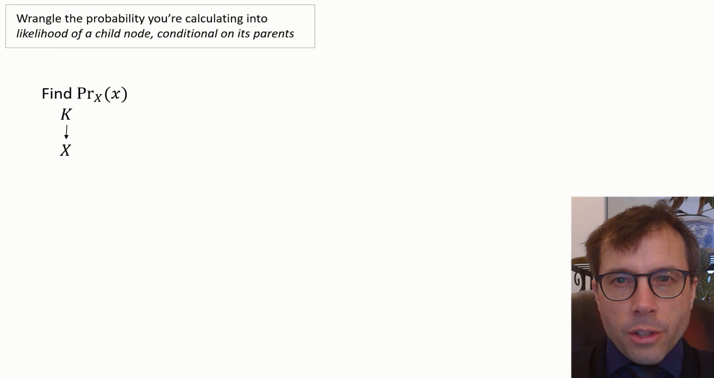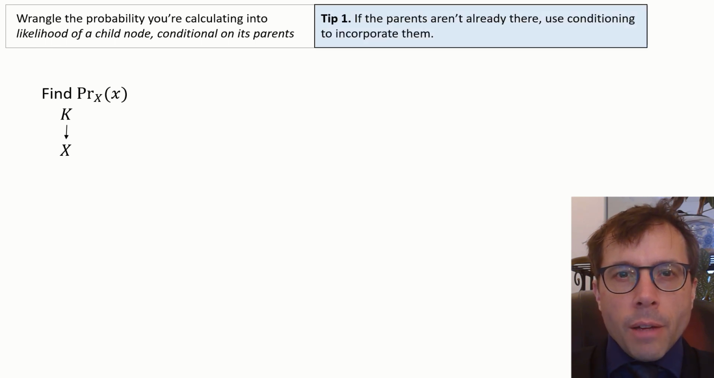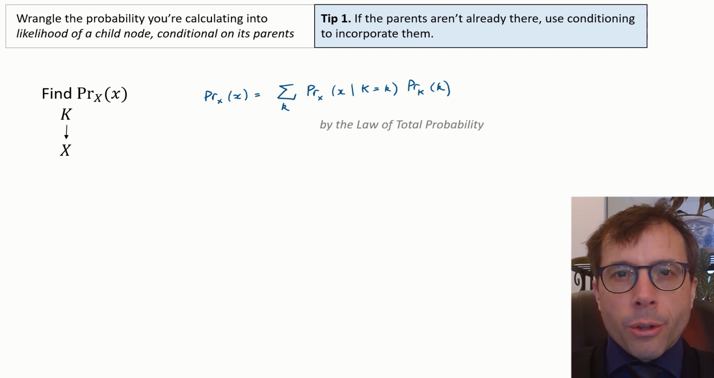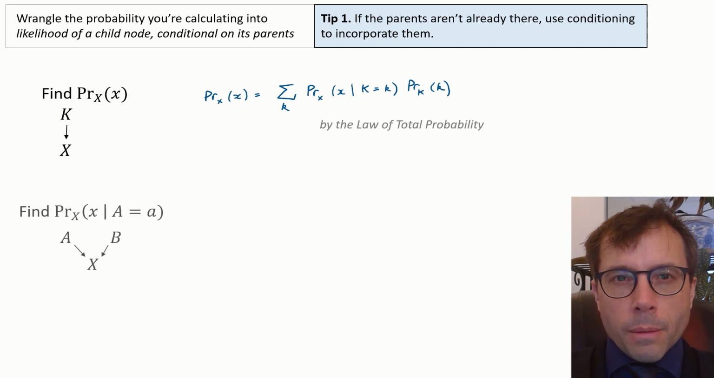The specific tactic we'll be using here is, if the parents aren't already in there, use conditioning to incorporate them. Here, we want to calculate the likelihood of x, and so we'll condition on the parent of x, i.e. on k. The law of total probability is how we actually do conditioning. Okay, so there's nothing new here, except to understand that the law of total probability is simply the mechanism by which we achieve likelihood of child node conditional on its parents.